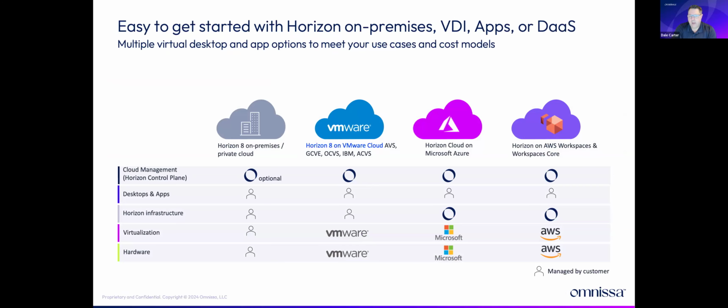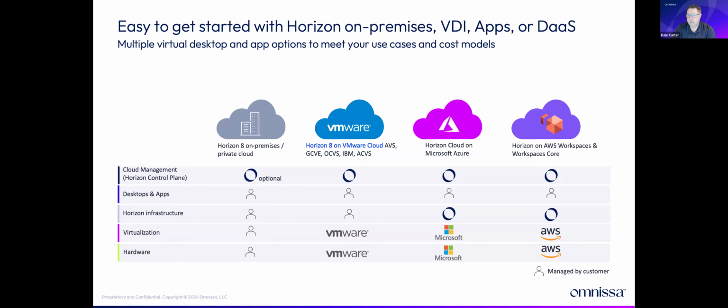So as we dig further into that, it's becoming even easier to deploy the Horizon solution, whether it be Horizon 8 on premises, where you basically manage the whole solution from top to bottom, including the hardware, the virtualization layer, or whether you go with Horizon 8 on VMware Cloud, where VMware is managing that Horizon and virtualization level, but then Omnissa can still manage the cloud management from the Horizon control plane. This is going across any of these clouds, from AVS, from GCVE, IBM, right? So we've got lots of options there in the cloud.